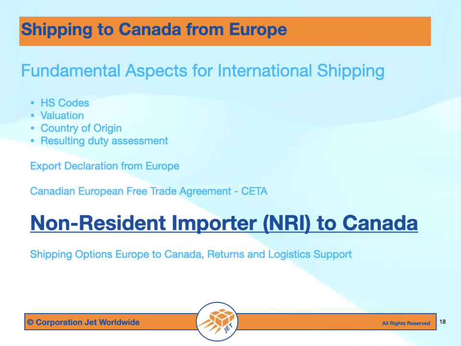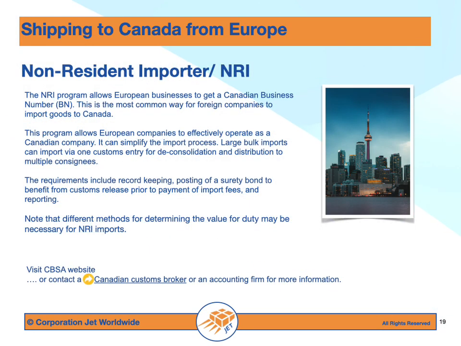Non-resident importer program to Canada. The NRI program allows European businesses to get a Canadian business number. This is a great way for overseas companies to import goods to Canada, essentially acting as your own distributor. The requirements include record keeping and posting of a surety bond. Note that the methods of valuation may differ for non-resident imports.